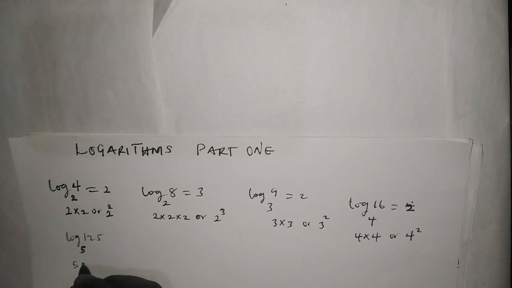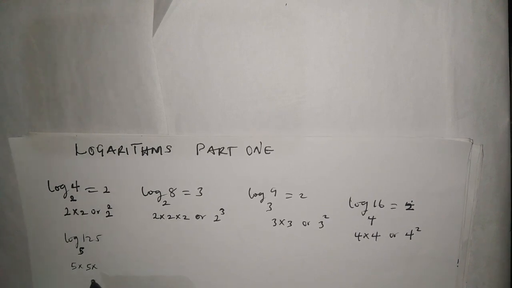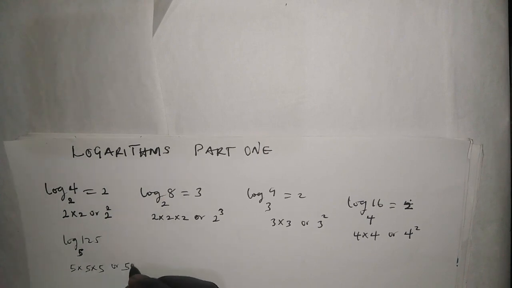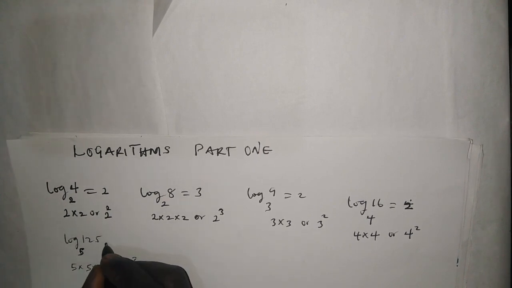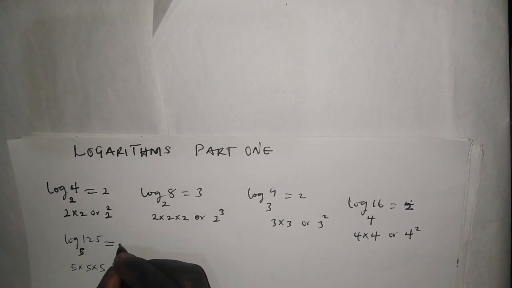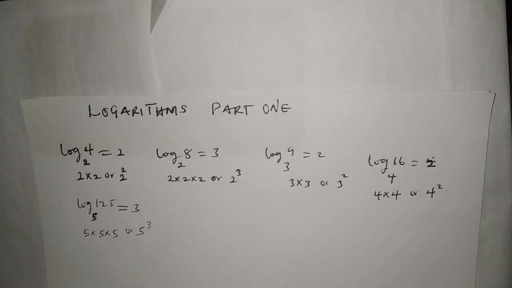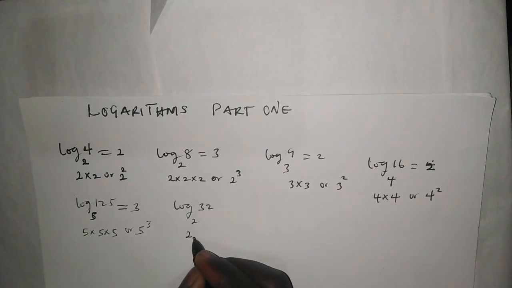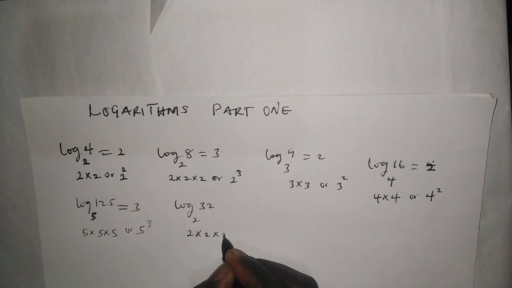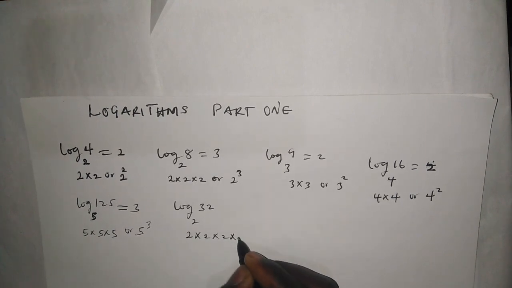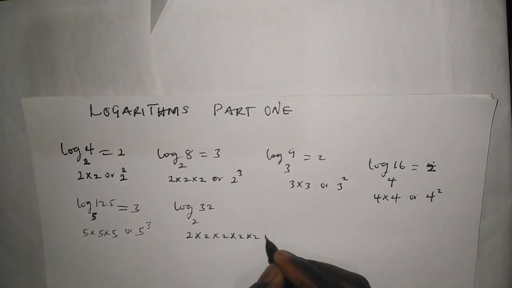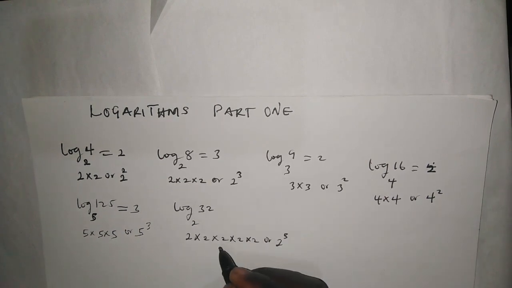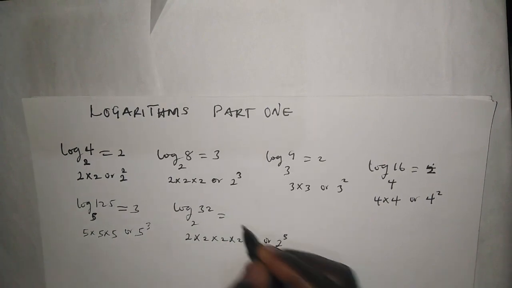We say 5 times 5 times 5 is equal to 125. Or you can just say 5 raised to power 3. Therefore, log 125 base 5 is equal to what? 3. Now, what if you have log 32 base 2? What this means is that you say 2 times 2 times 2 times 2 times 2. Or it's just 2 raised to power 5. Therefore, log 32 base 2 is equal to 5.